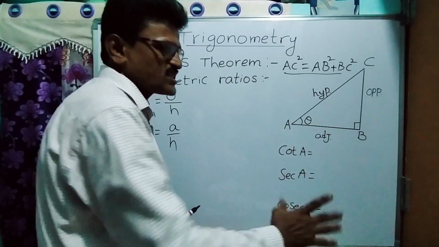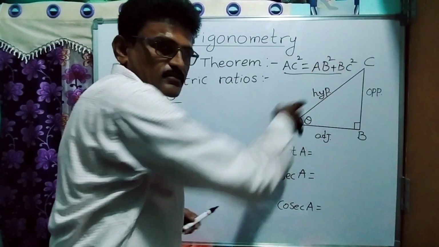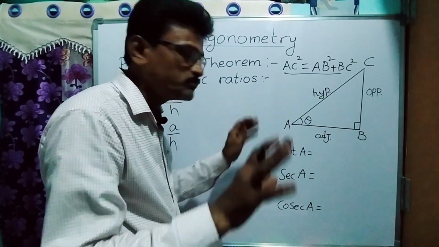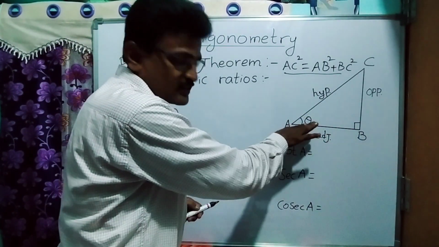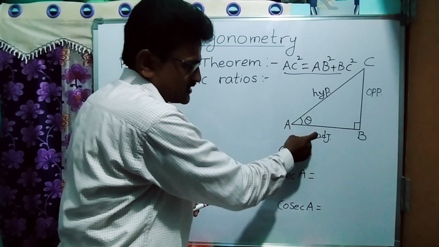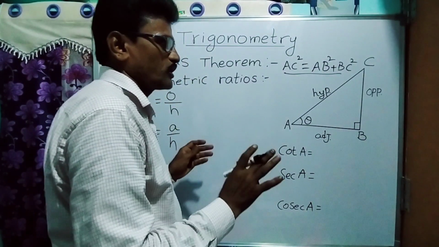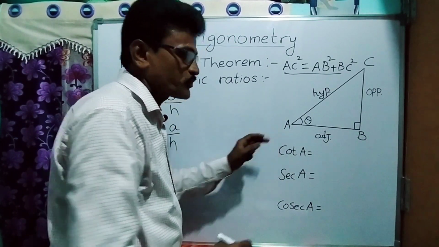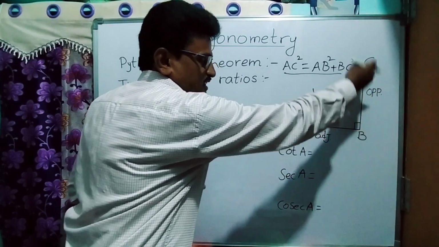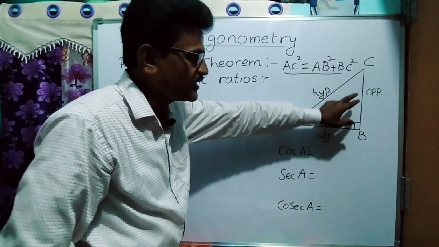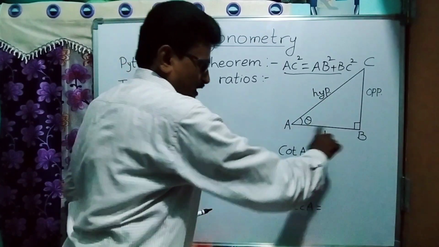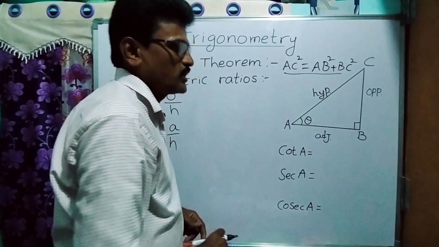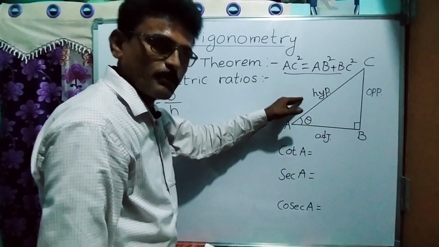And always opposite to 90 degrees is the hypotenuse. In a right angle triangle, opposite to 90 degrees is the hypotenuse. Fix that one. Next, very near, just beside theta, is the adjacent. So remember this. I am taking theta as angle A. For that, exactly opposite is BC. The BC side is said to be the opposite side. AB is very adjacent to that, so this is the adjacent side AB. And opposite to 90 is the hypotenuse.